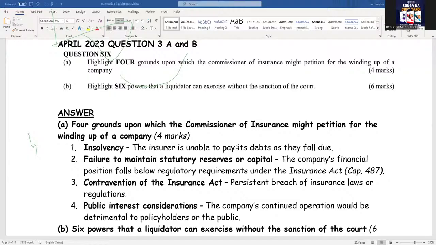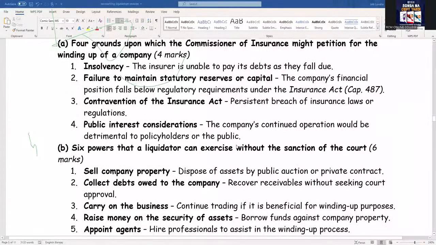So those are part of the reasons that can cause an insurance company to be liquidated. Then, the powers that the liquidator can exercise without the sanction of the court. You've actually been able to mention them.